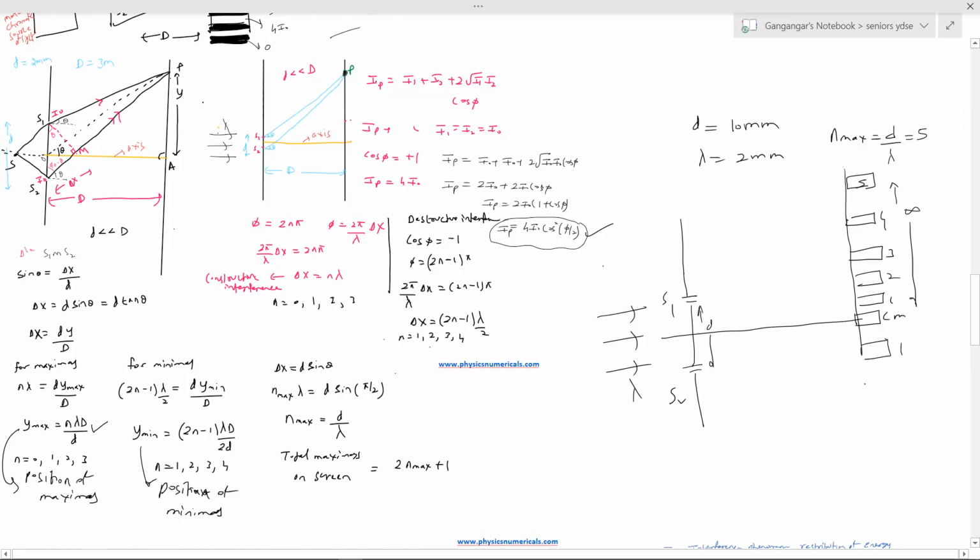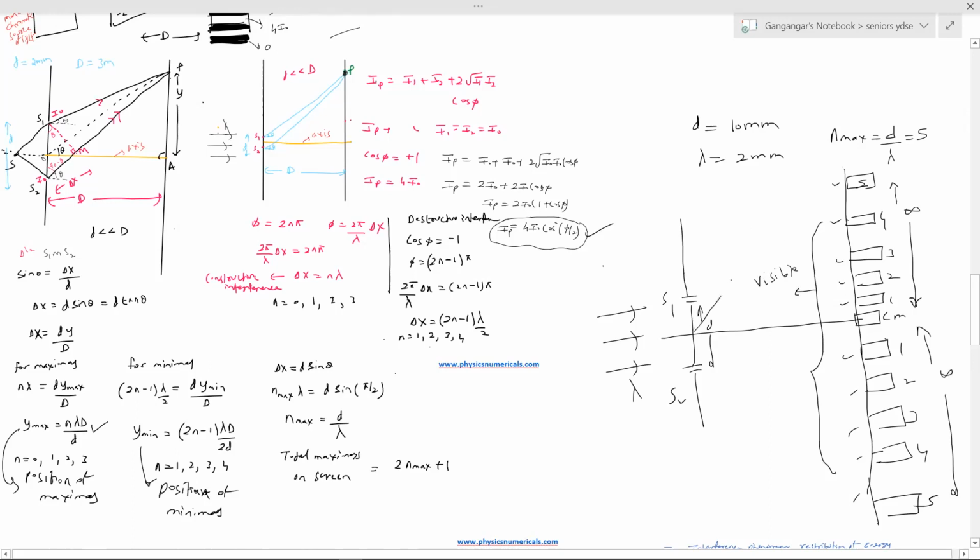The pattern will be symmetric: 1, 2, 3, the fourth band 4, and the fifth band will be here, at a distance where the fifth band is at infinity. So how many total maxima did you count? Total maxima will be 1, 2, 3, 4, 5, 6, 7, 8, 9, 10 plus 1 central maximum. That is 2 n max plus 1. So what is visible?